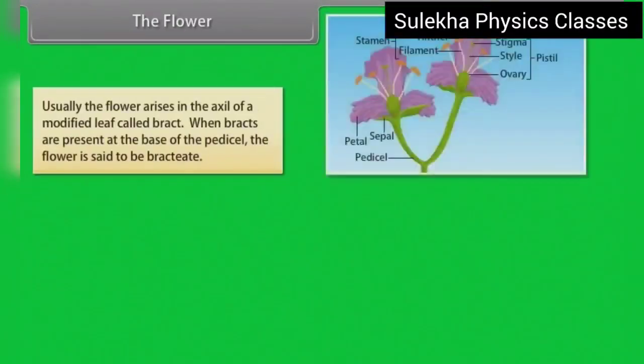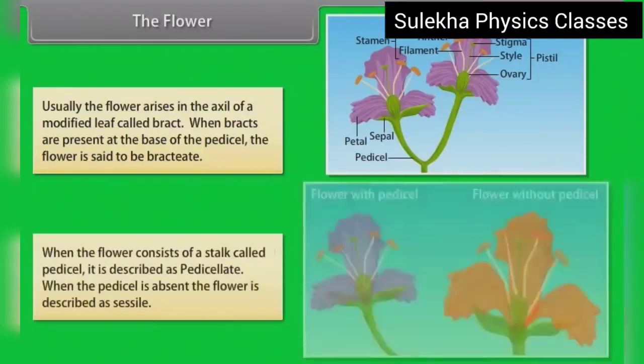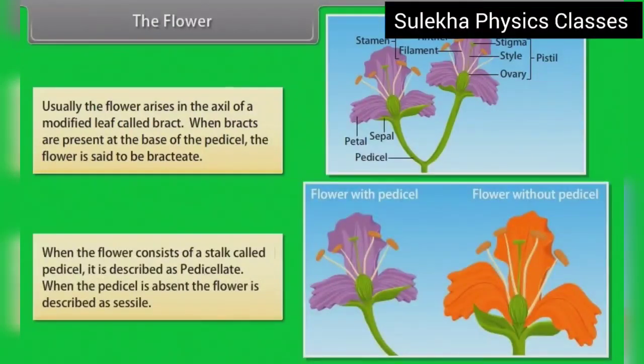Usually the flower arises in the axil of a modified leaf called bract. When bracts are present at the base of the pedicel, the flower is said to be bracteate. When the flower consists of a stalk called pedicel, it is described as pedicellate. When the pedicel is absent, the flower is described as sessile.